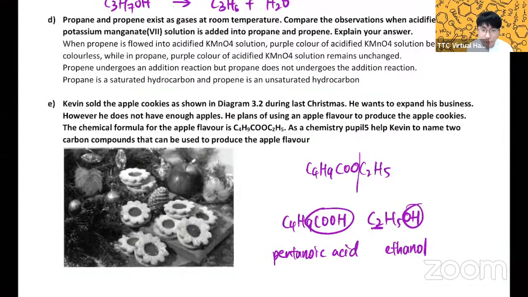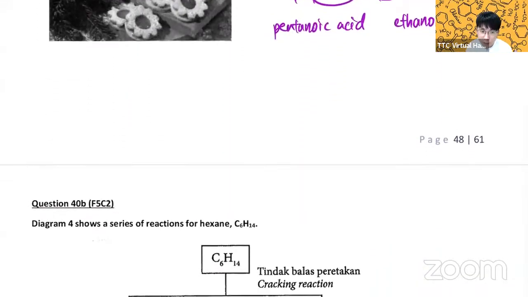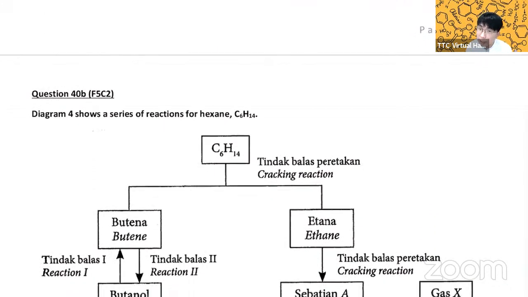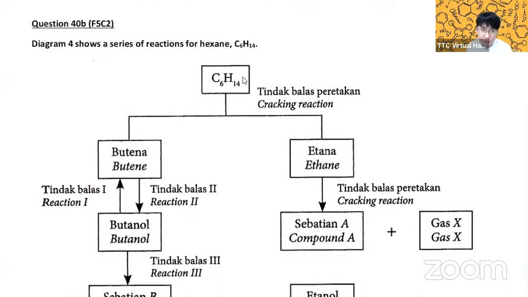Okay, guys, all done. Moving on. Okay, I do one more question on carbon compound. Okay, because carbon compound also like to ask you flow chart. Okay, so now you have C6H14. You have this cracking reaction. So cracking reaction means you break your long chain alkene into alkene and alkane. Means you break them into smaller parts.